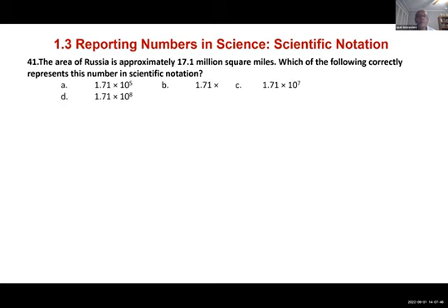Okay, this is the question, with answers or choices. Which one is correct? Can you guess which one is correct?